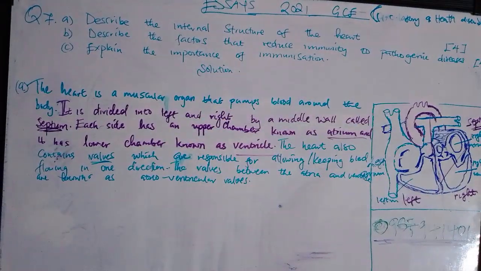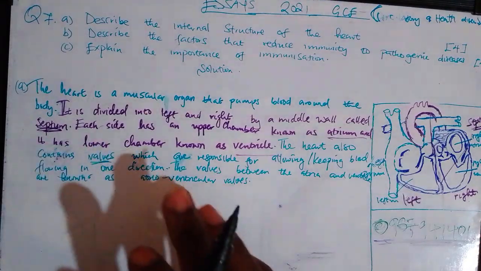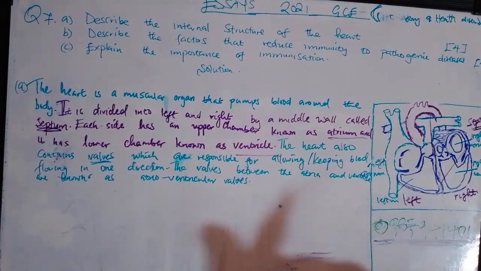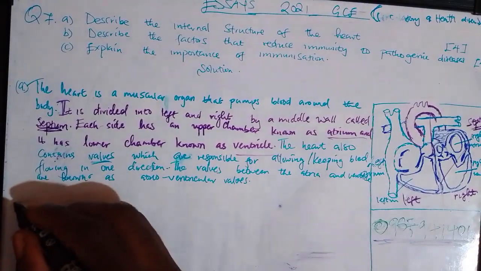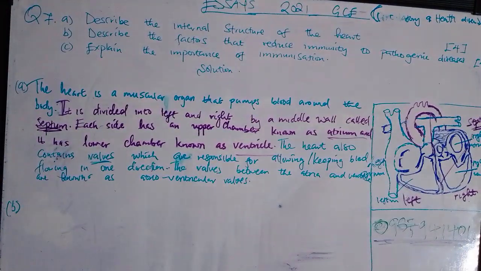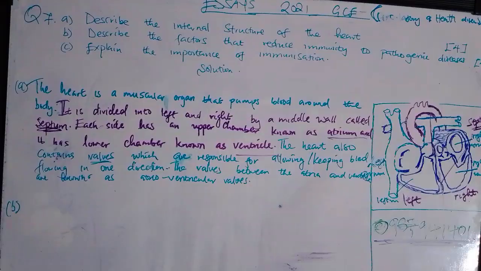So now moving on to our part B, which is saying describe the factors that reduce immunity to pathogenic diseases. So we are going to now describe the factors. So what are some of the factors which can reduce immunity to pathogens? So here you can write 4 points and describe them. So when they say describe, you have to explain a bit, not just writing.